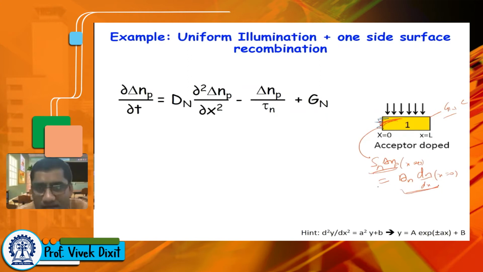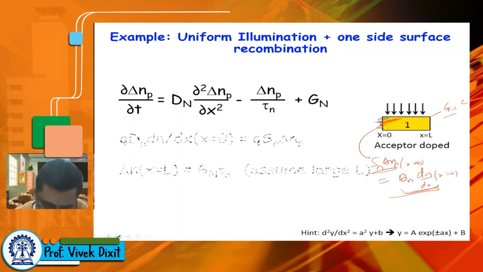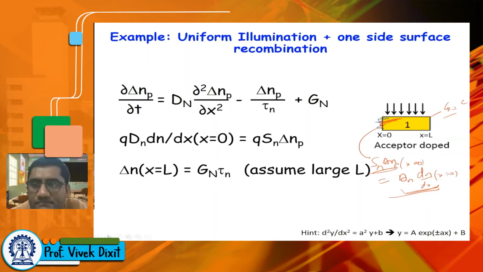So now we have two boundaries, x equal to 0 and x equal to L. At x equal to 0 this will be the boundary, and at x equal to L your delta n will be g tau. Now it will be g tau when we assume L to be large, because if L is small, it will basically fall within the same length, so it may not reach this. If it is much larger than the diffusion length, then you can say L is large.